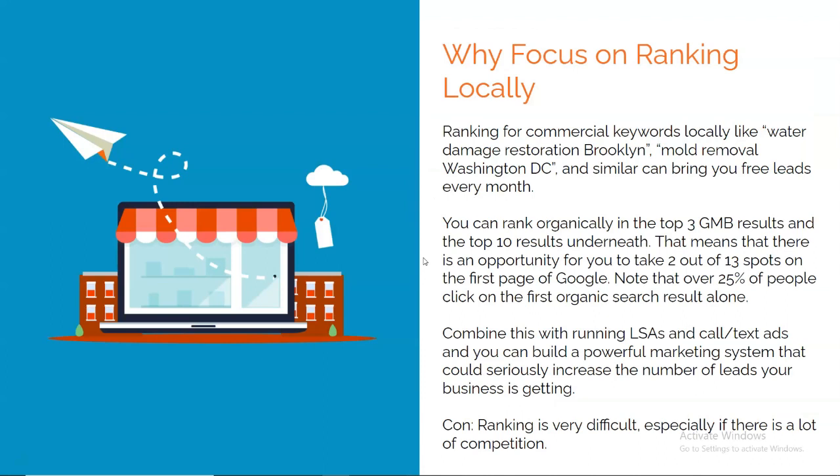So now, why focus on ranking locally? Ranking for commercial keywords locally, like water damage restoration, Brooklyn, mold removal, Washington, D.C. These are just random examples, by the way. And similar keywords can bring you free leads every single month. You can rank organically in the top 3 GMB results and the top 10 results underneath. That means that there is an opportunity for you to take 2 out of 13 spots on the first page of Google. Note that over 25% of people using Google click on the first organic search result alone, meaning the first website ranking on Google.